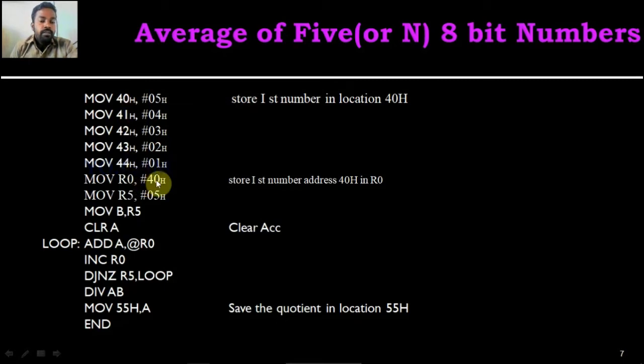After that we are moving the first address, 40, to R0. So now R0 points to the first memory address, that is 40. After that, MOV R5 comma 05. R5 is used for counting purposes. Totally we are using 5 numbers of data, so here we consider 05 as a counter. Then the R5 value, that is 05, is also moved to B register.